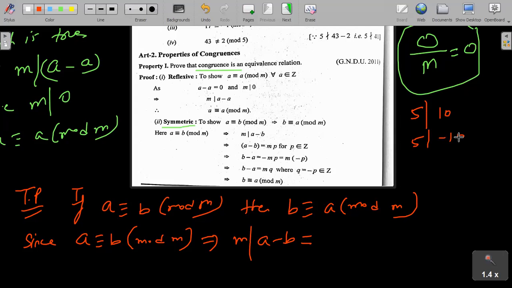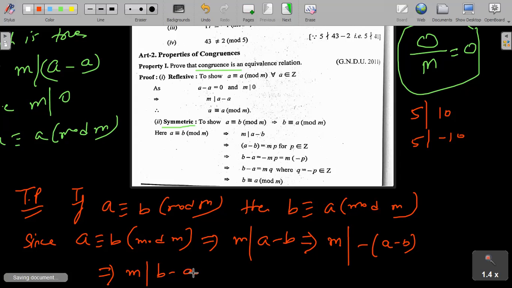बेटा, is it fine? Yes, ma'am. Right? So M divides A minus B. So it means यहाँ से मैं ये भी कह सकती हूँ M divides minus of A minus B. हमने एक तरह से -1 से मल्टीप्लाई कर दिया. This means what? M divides B minus A. So by definition, तो क्या आ गया? B is congruent to A mod M.